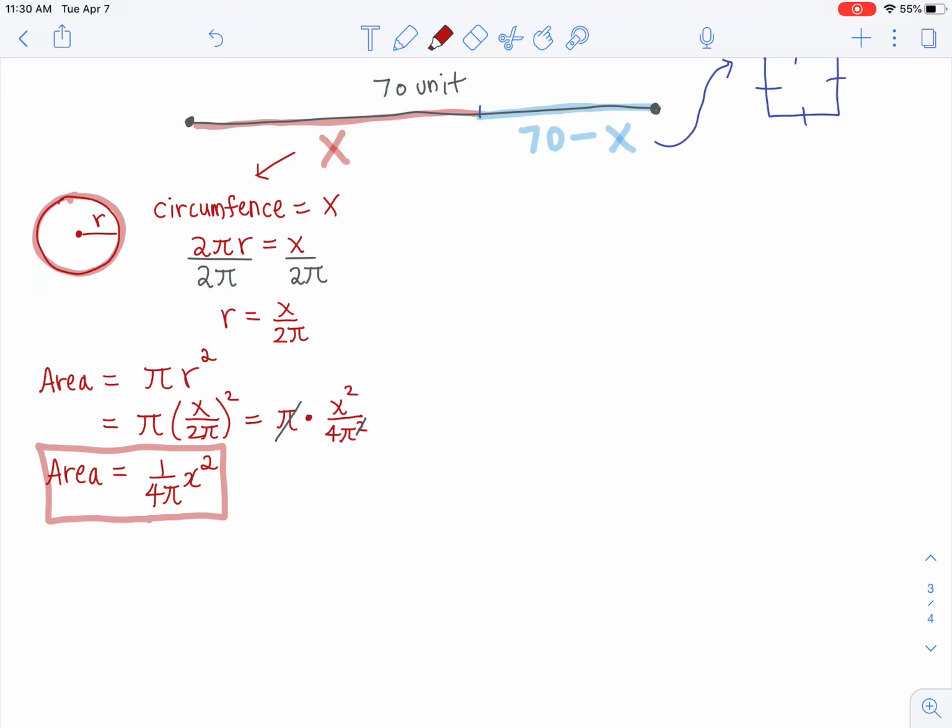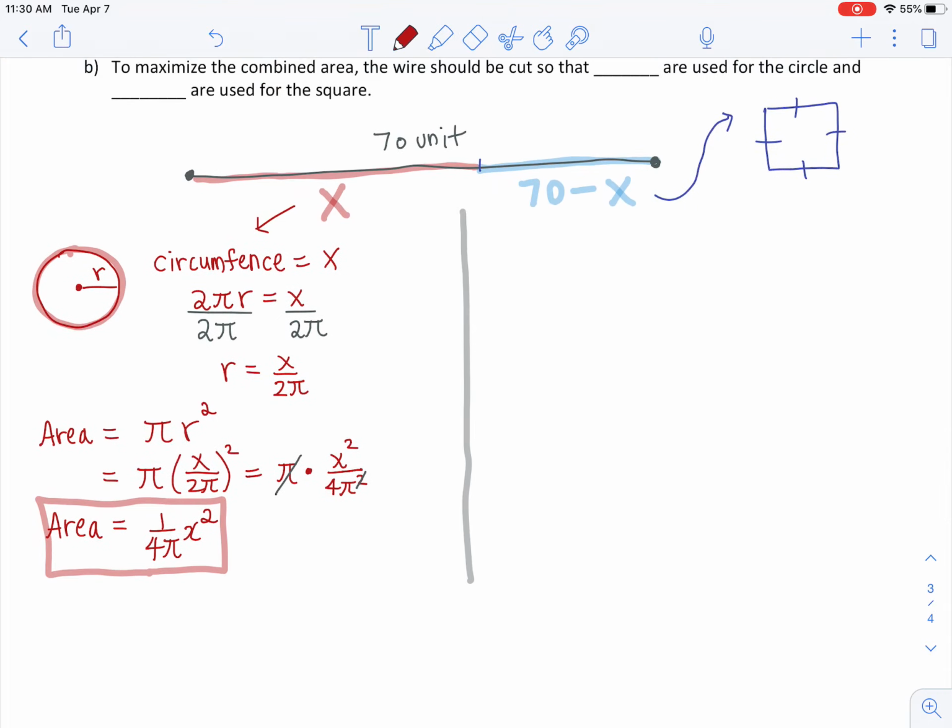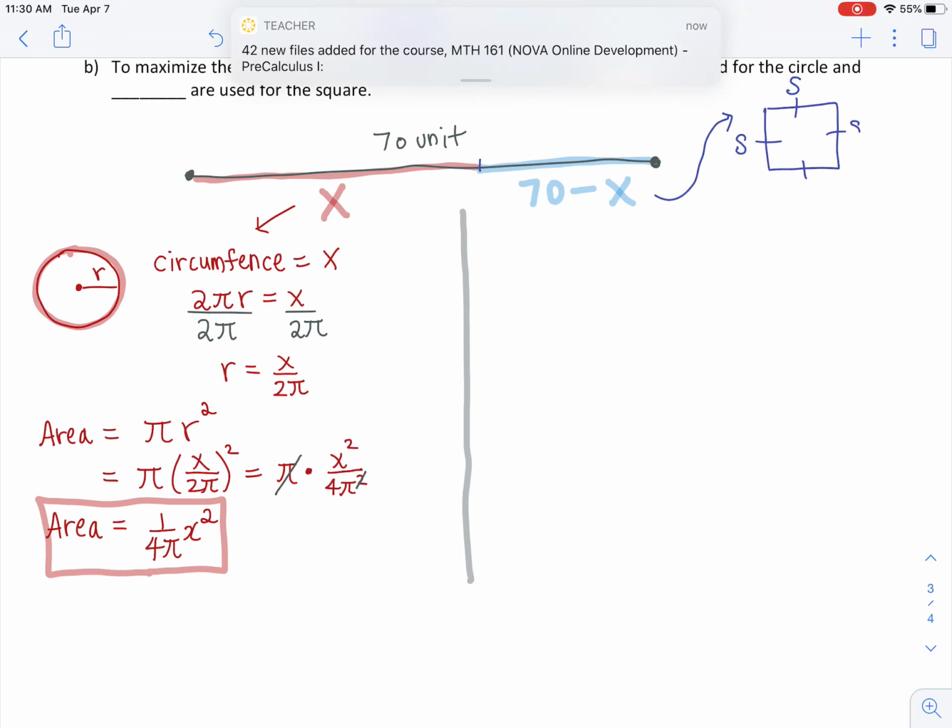Circle this for right now because this is one of the areas that we need to find the combined area. So what did we just do? Knowing the fact that the circumference of this circle must be x, we found the radius, and using that radius, we found the area of this circle in terms of x. Let's do the same thing for the square.